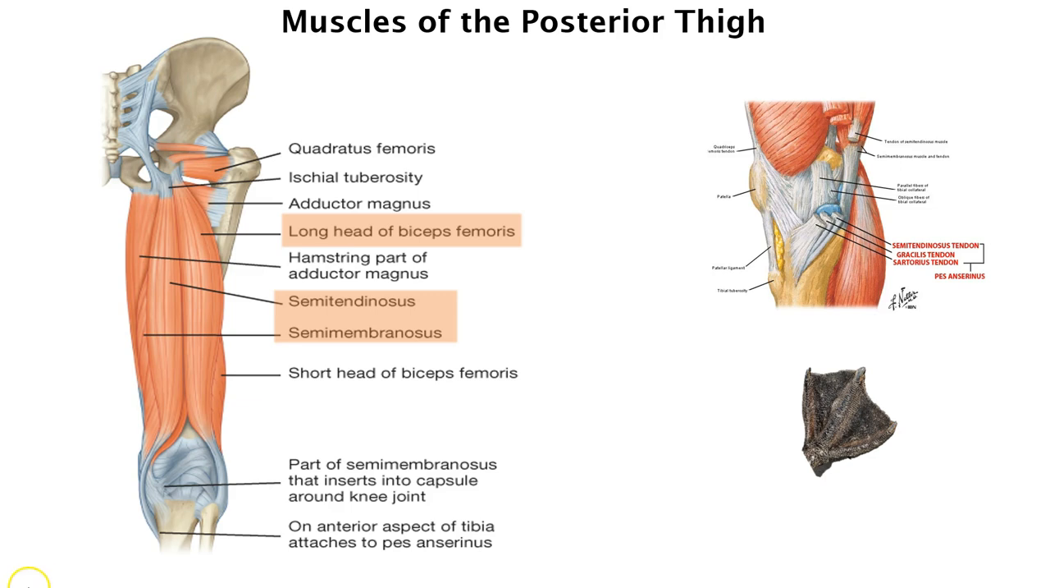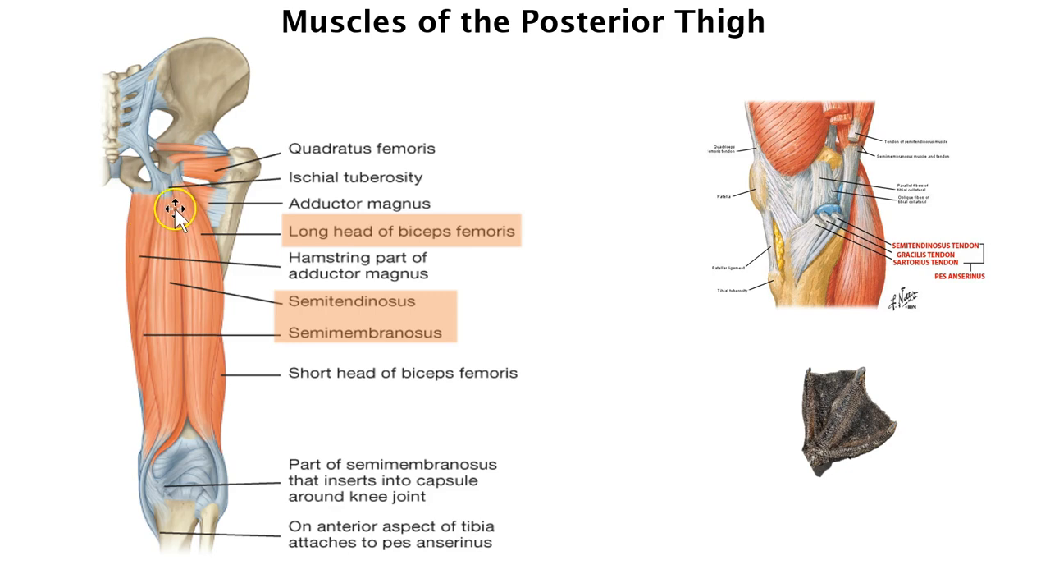All 3 muscles of the hamstrings have a common attachment point here at the ischial tuberosity, and they all help to extend the femur at the hip, or extend the thigh at the hip, while flexing the leg at the knee, or flexing the tibia/fibula complex at the knee.